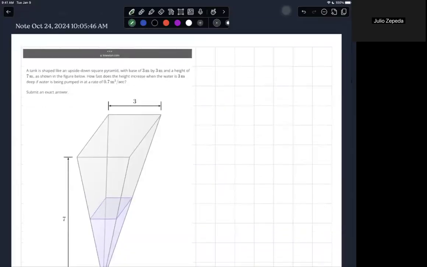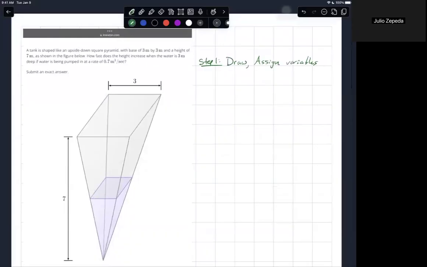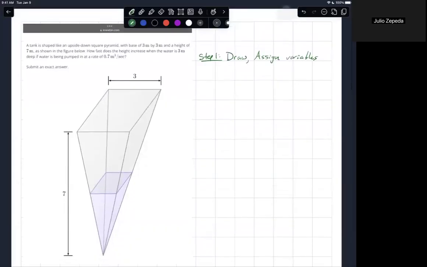Let's go ahead and jump into our five-step procedure that we gave from our textbook. This procedure is also kind of indicated or referred to in the solution. So we want to draw a figure if applicable, that is already provided for us, and then assign variables.